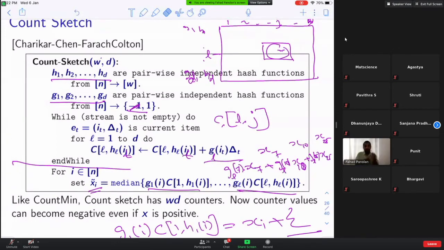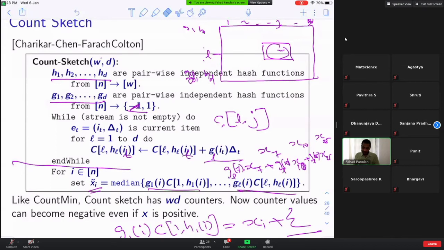Okay. So you go to those d locations, and in each location the counter values will be there, and in each of these counter values you multiply with the sign with which the ith element goes there, so that x_i is counted positively, not negatively. To do that, you multiply with g_1 of i for the first entry, and for the second g_2 of i, like that, and take the median. Okay.